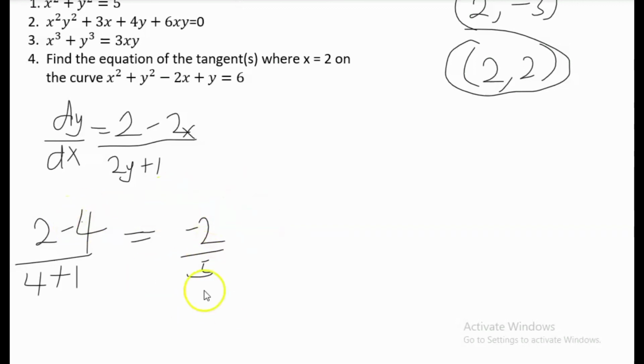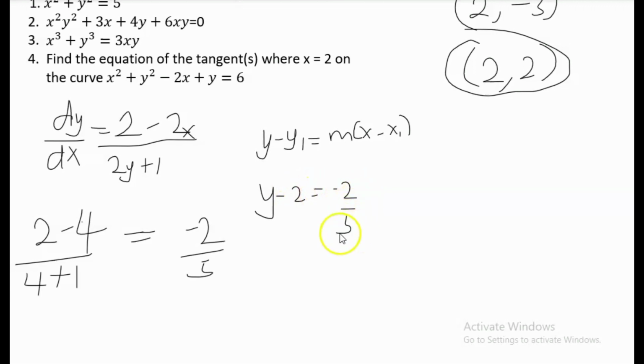So let's plug that in. Remember the equation of a line, y minus y1 equal to m, open bracket, x minus x1. Our y1 now is 2. Our m is negative 2 over 5. Then we have x, then our x1 is 2 as well. So again, we're going to multiply through by 5, so we take out the fraction.